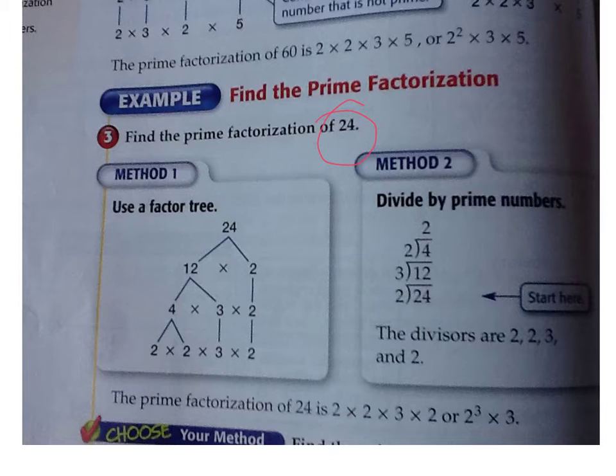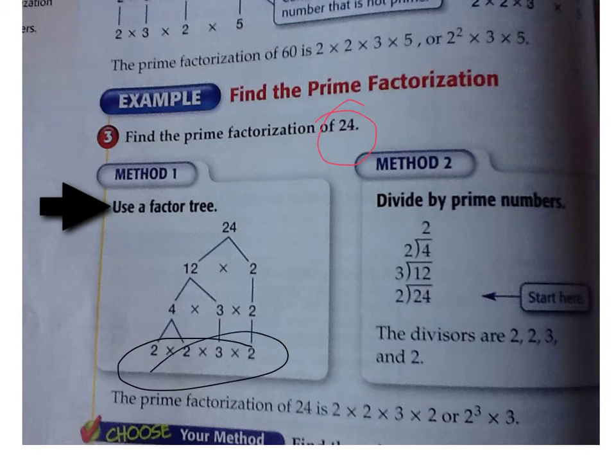We can either use a factor tree, which is method number 1 here, or we can use dividing by prime numbers. For this lesson, we're going to concentrate on one method, and that is the factor tree. If you are comfortable dividing by prime numbers by looking at the example, feel free to use it. But for today's lesson, we are going to concentrate on the factor tree and breaking down a composite number to a group of prime numbers in the end that you can multiply together.